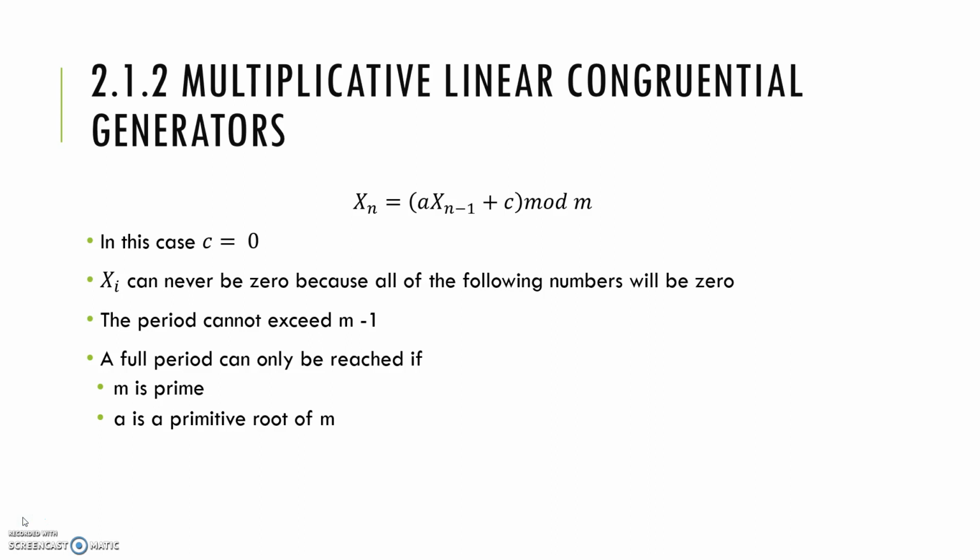The second type of generator is a multiplicative generator. In this case, C is 0. And you never want x sub I to be 0 because all the following numbers will be 0. In this case, the period can't exceed m minus 1. So a full period can only be reached if m is prime and if a is a primitive root of m.